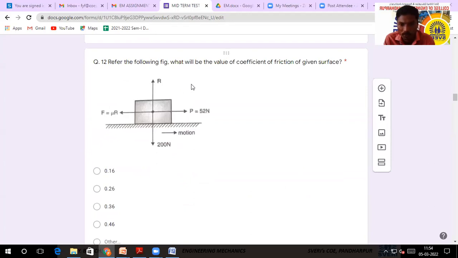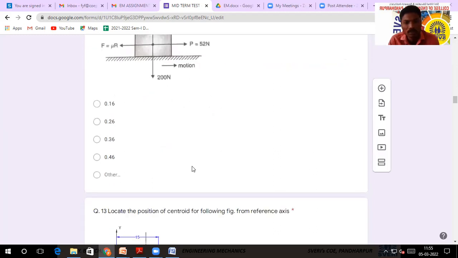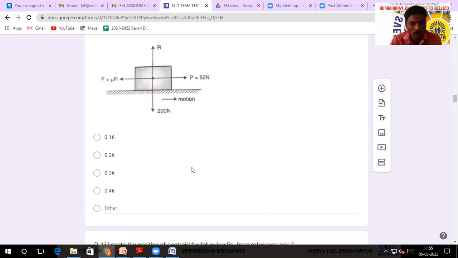Okay. What will be the value of coefficient of friction mu of the given? See how it can be found. P is given, R, mu R. What is the formula we are applying here? Condition of equilibrium. F is equal to mu R. So what is R? 200. What is F? This P, 52. 52 divided by 200. How much is it coming? 0.26. Option second. Is it correct?